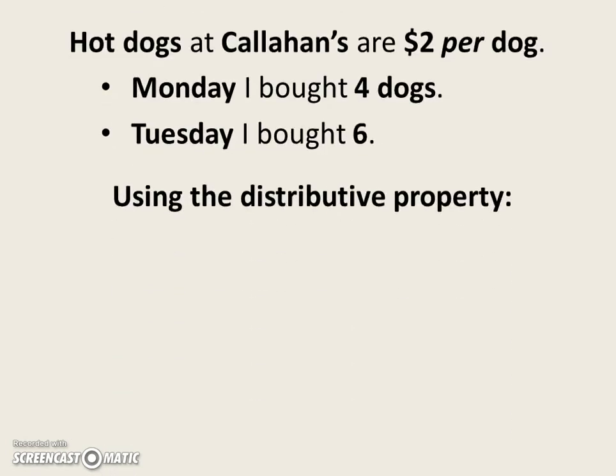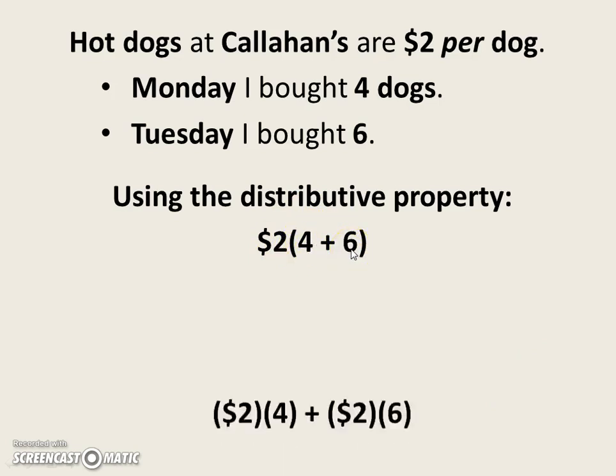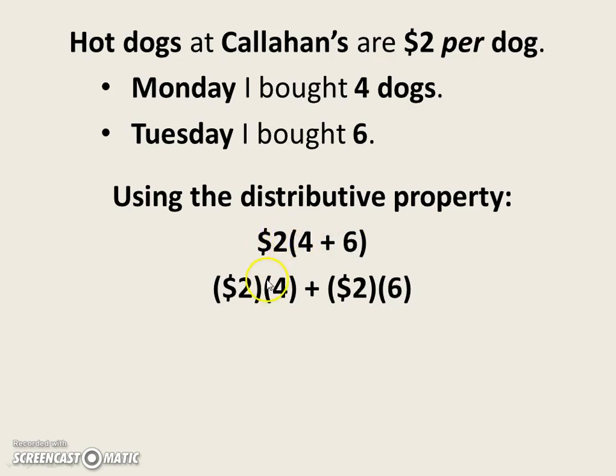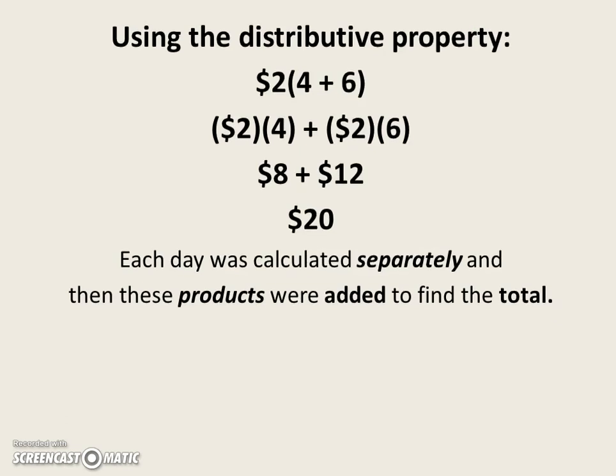Now, a different way I can look at this problem is to use the distributive property. I could set it up the exact same way, $2 for 4 hot dogs on Monday and 6 hot dogs on Tuesday. But this time I'm going to do it a little bit differently. I'm going to separate them by days. So I spent $2 per dog for 4 dogs on Monday, $2 per dog for 6 dogs on Tuesday. That gives me $8 that I spent on Monday, and I spent $12 on Tuesday. So altogether, I spent $20. Notice the answer ends up being exactly the same, but I calculated it differently.